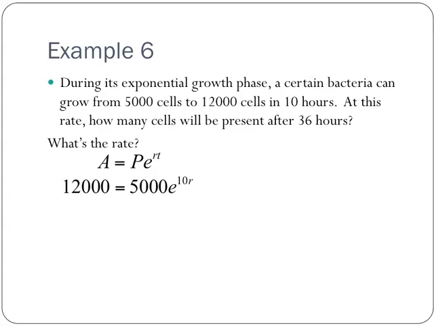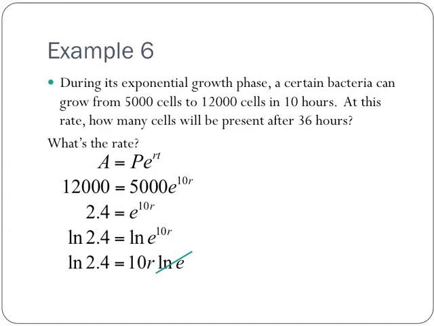All right, we'll divide both sides by 5,000. So we get 2.4 on the left. Take natural log of both sides. Move the 10r in front of ln of e. ln of e is equal to 1. And solve for r, so we have ln of 2.4 divided by 10.